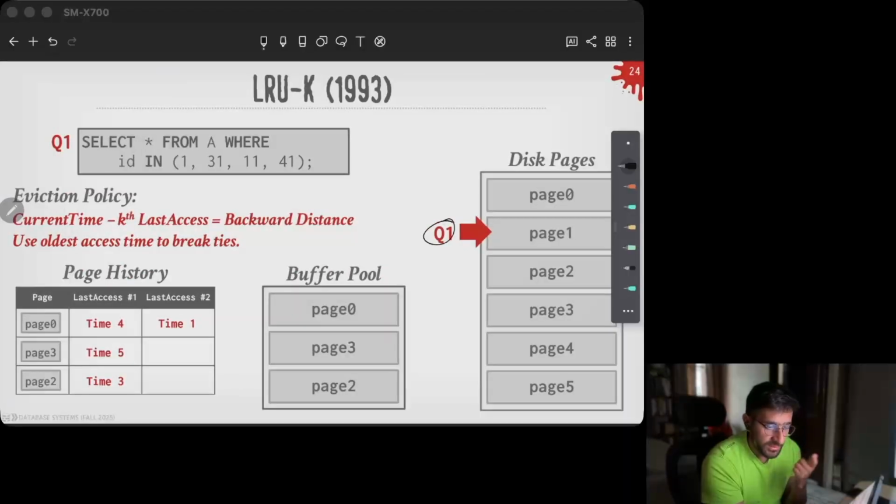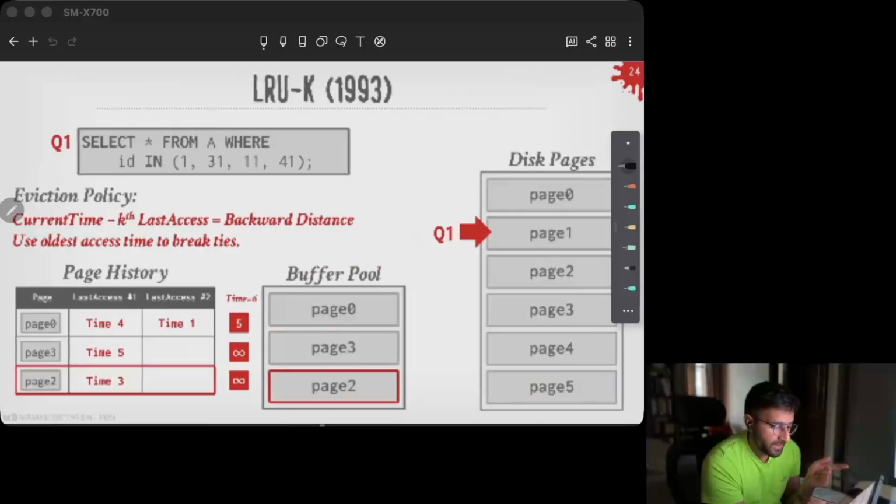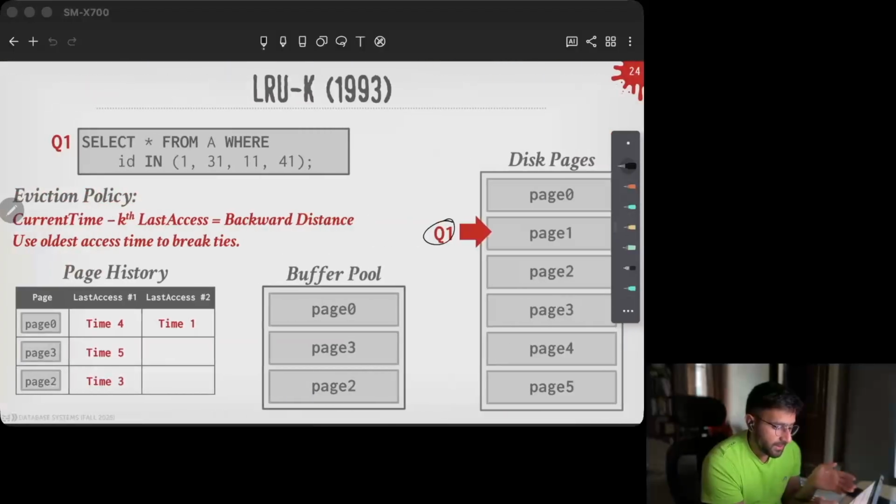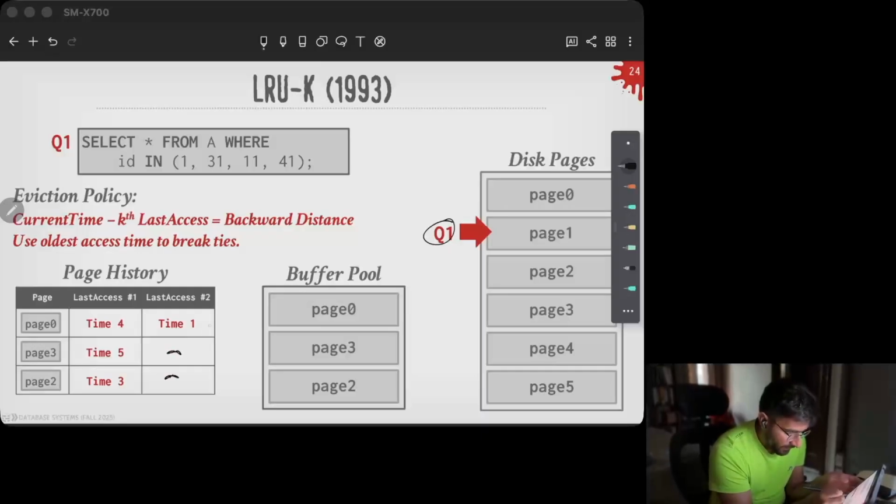So assume that this query now wants to read page 1. It will go through the same thing again. Let's walk through again. We are at timestamp 6. This goes to 5, this goes to infinity, this goes to infinity, and these two are in a tie.